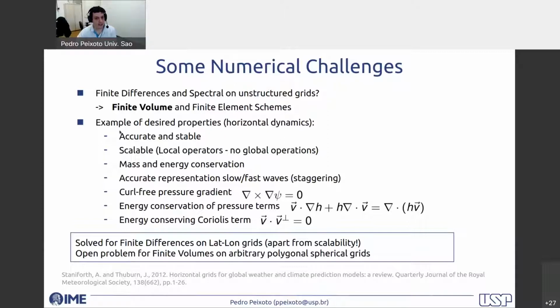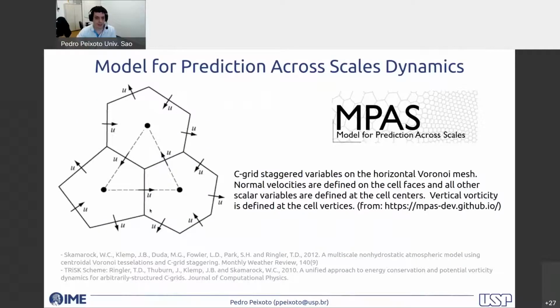And we can get schemes like this that solve almost all of this, except scalability, for latitude-longitude grids. So, for example, the WRF model has most of these properties. But then when you go global, which is something that you would like to do, you reach scalability limitations. So how do you go to a grid like the one used in MPAS to gain scalability and still preserve these properties? And that's a major issue, right? So let's go into MPAS.